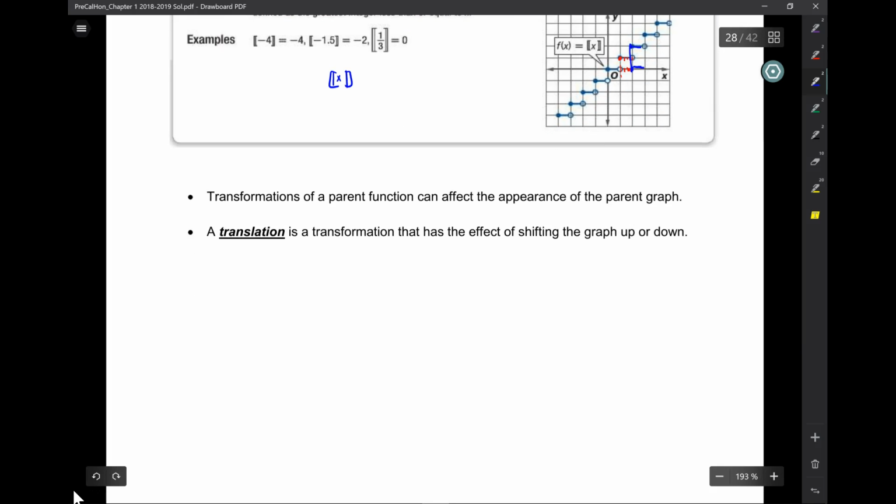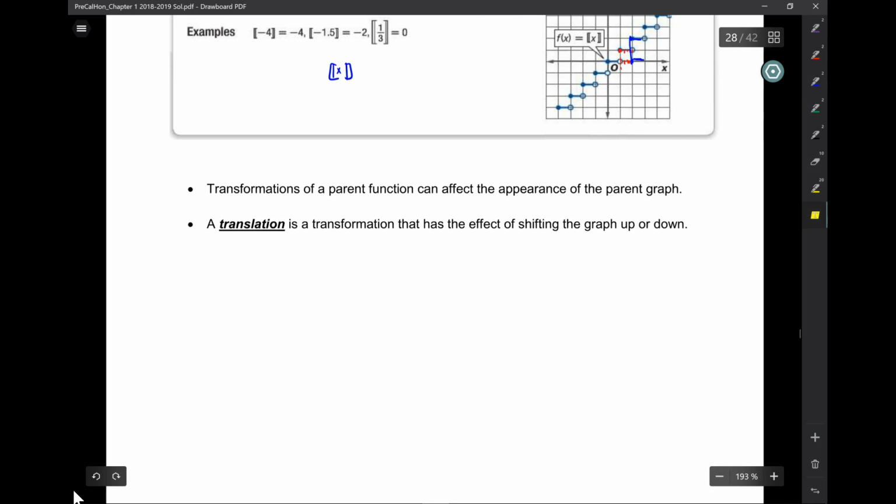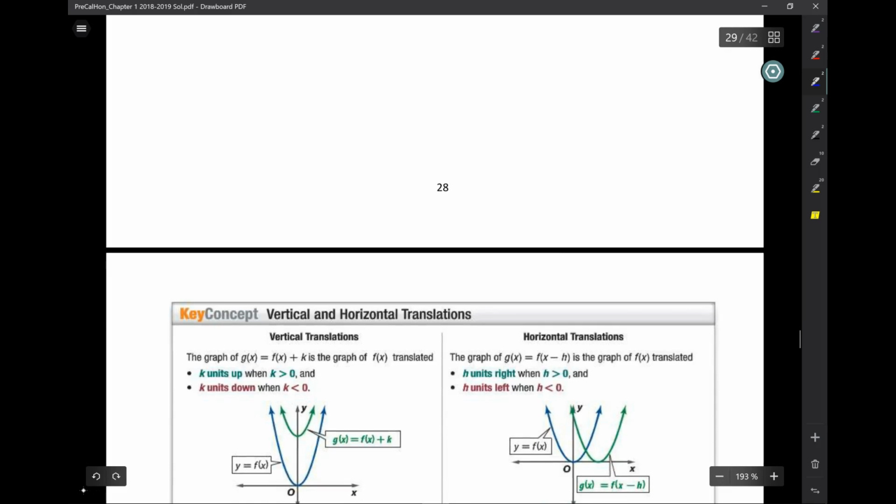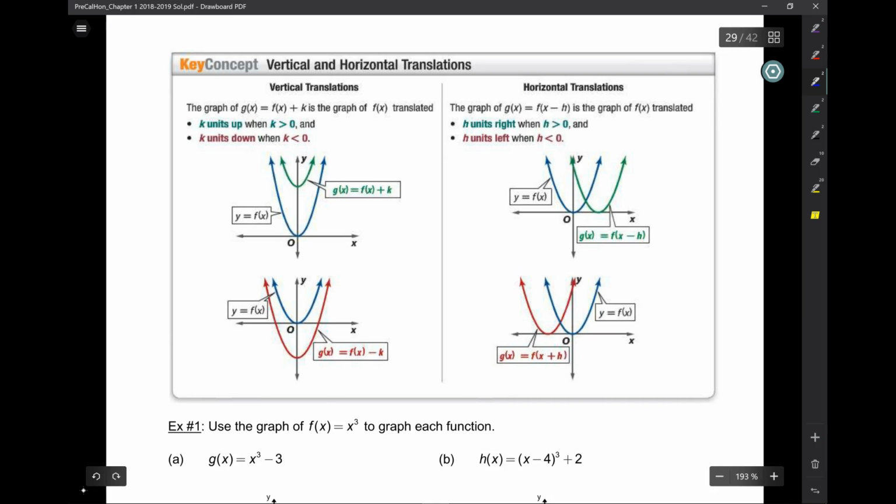Okay. All right. So let's talk about some transformations. You've done many examples of transformations in algebra 2, yes? A transformation is basically something that affects the appearance of the graph. It shows up in the equation. First and foremost, a translation basically shifts the graph up or down, or right or left. Okay? All right, let's talk about vertical and horizontal translations.